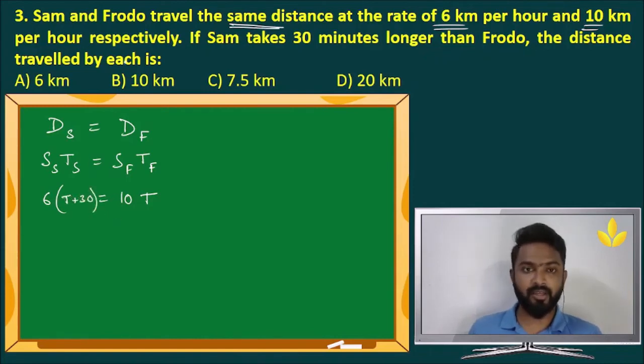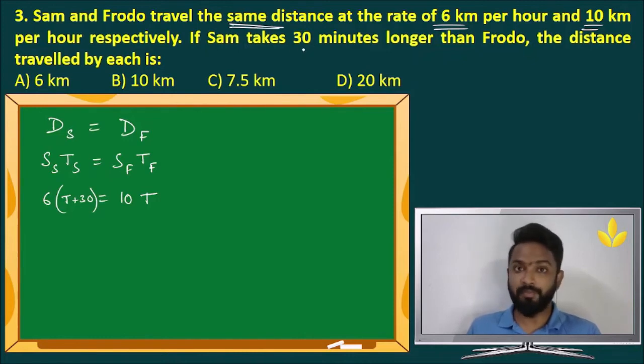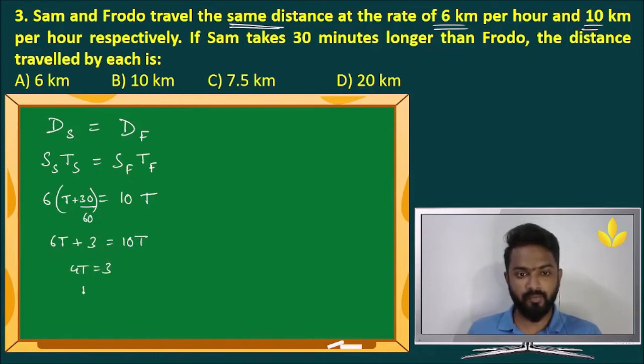Now here is the thing. Every speed over here is kilometer per hour and the options are also in kilometers. So we can't have the time in minutes. We need to convert it into hours because we need to match the units. So this 30 minutes will be 30 by 60 hours. Okay. So we have 6t plus 6 into 30 by 60, which is nothing but 3, equals 10t. So 10t minus 6t is nothing but 4t equals 3. t equals 3 by 4.